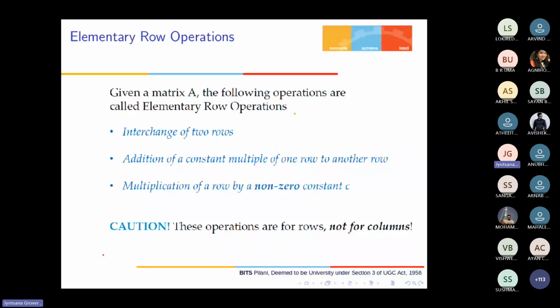Now we have, okay, very important concept, elementary row operations.